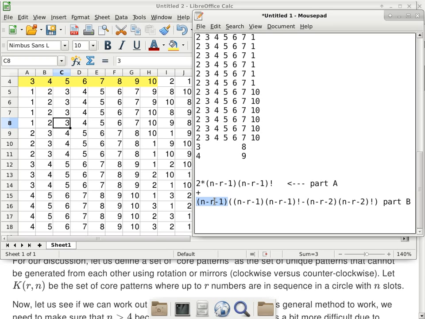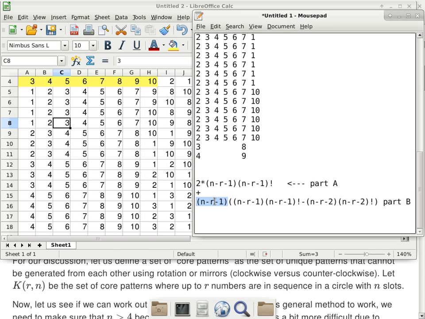Sorry, Professor, why is it n minus r minus 1, like the bottom? You mean this one? Yeah. Because I'm just counting. We can have a sequence of r that starts with a 2, starts with a 3, a 4, a 5, all the way starting with n minus r. So now the question is, how many sequences are we talking about? And this is the number of sequences.